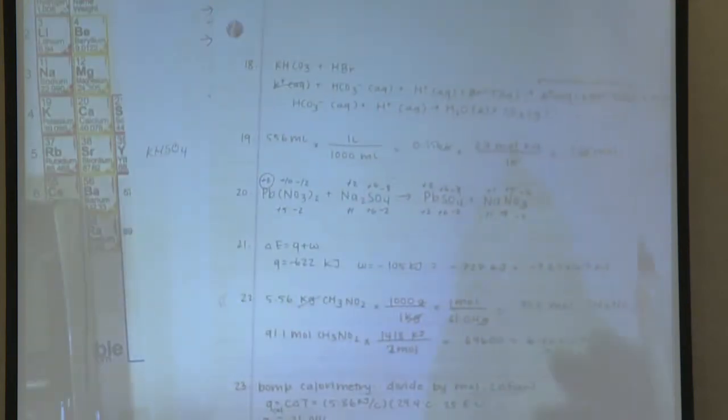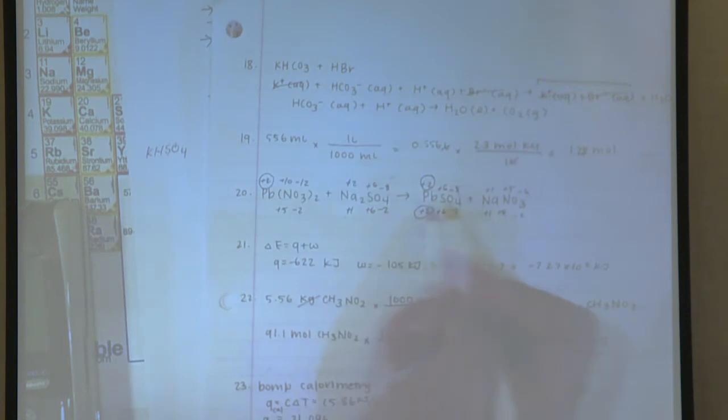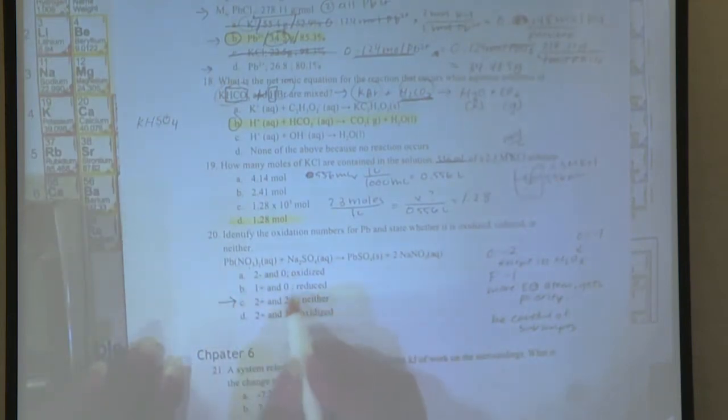So when I look at my numbers for Pb, right, they haven't changed. This guy hasn't changed at all. So it has been neither oxidized nor reduced in this situation, right? And this is the only answer that fits that here. I know you guys have probably heard of this mnemonic, but OIL RIG is something that is really helpful. So oxidation is a loss of electrons, and reduction is a gain of electrons.